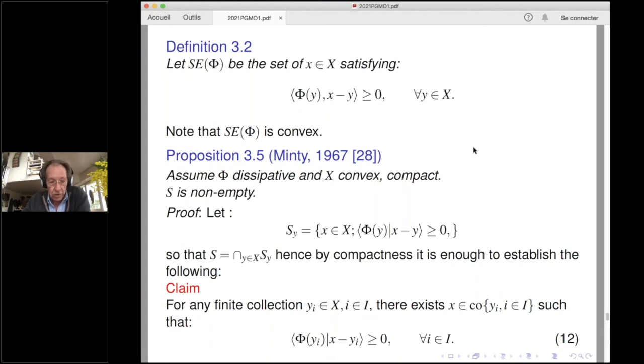Then there are two properties due to Minty. First one is: assume that φ is dissipative and X is convex compact, then this set SE of φ is non-empty. And the proof is as follows. I fix y, and I look at the x satisfying this for this specific y. Now SE of φ is the intersection over all S_y, because the point is in this set if this is true for every y.